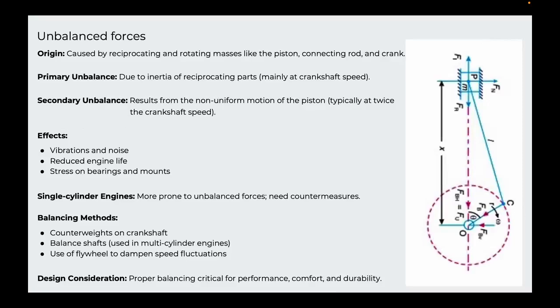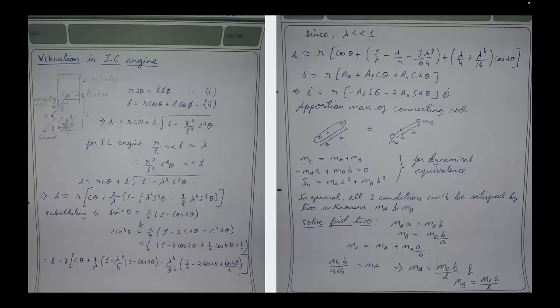The unbalanced forces in an engine arise mainly due to the inertia of reciprocating and rotating components. Primary unbalance comes from reciprocating parts moving at crankshaft speed, while the secondary unbalance is linked to the non-uniform piston motion, typically at twice the crankshaft speed. These forces lead to increased vibration, noise, and mechanical stress, issues that are more severe in single cylinder engines. Counterweights, balance shafts, and flywheels are common techniques to mitigate these effects.